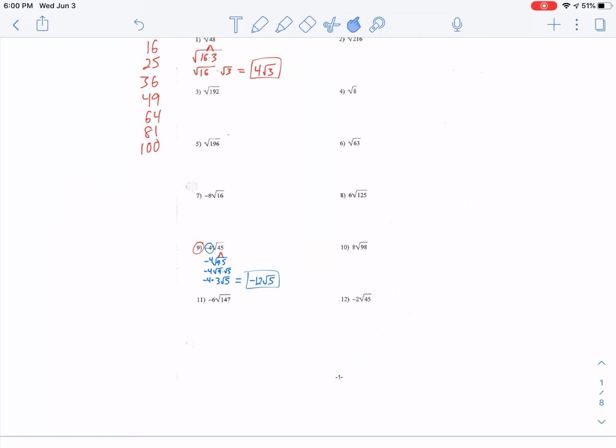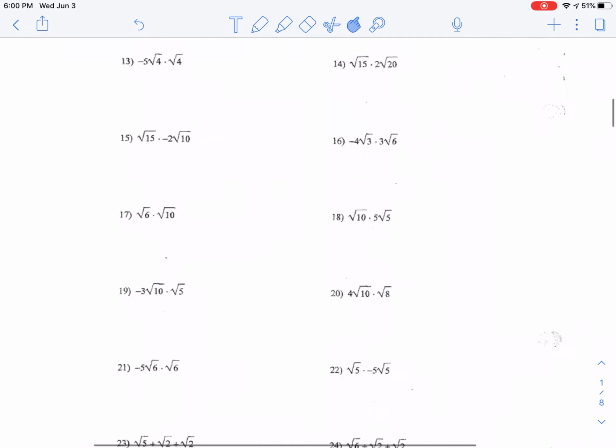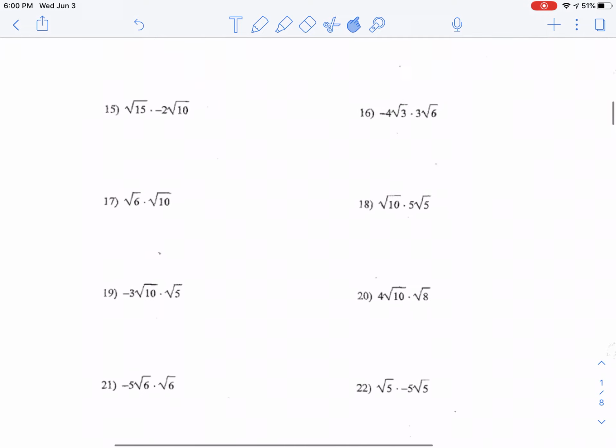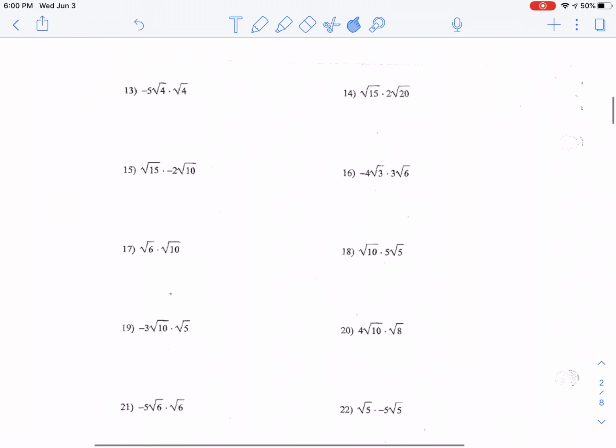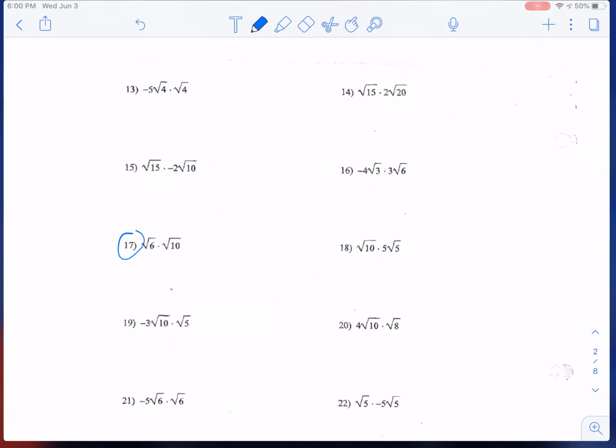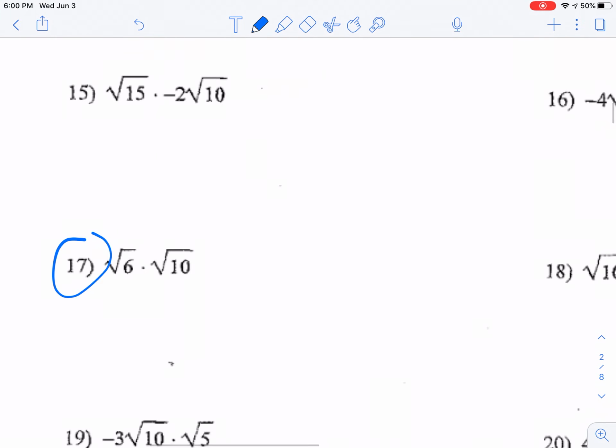All right. Now on the next page, you're multiplying radicals together. So I'm just going to pick another one like number 17 here. Square root of 6 times square root of 10. So individually, you can't break either of those down. But what you have to do is merge them first into square root of 60. Okay? Square root of 6 times square root of 10. You're allowed to multiply the numbers under the radicals if you're multiplying the radicals themselves. So that becomes square root of 60.